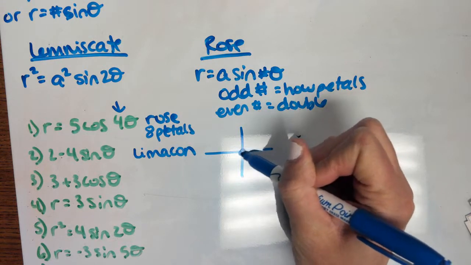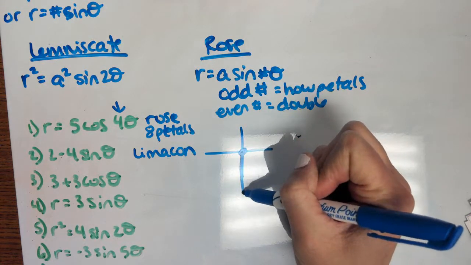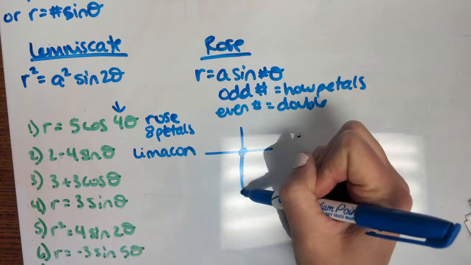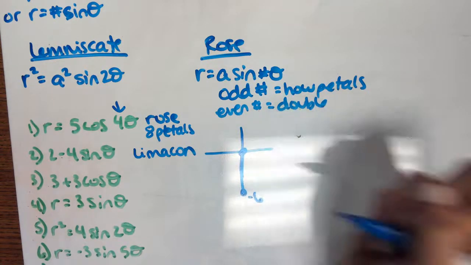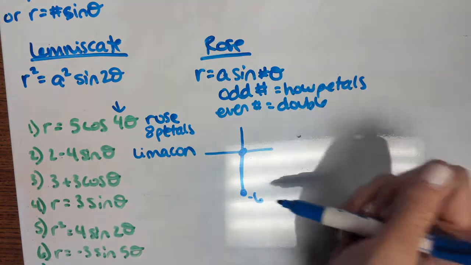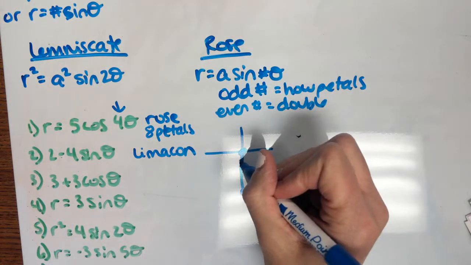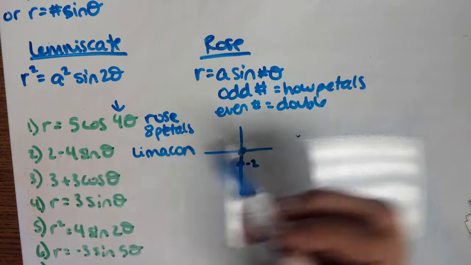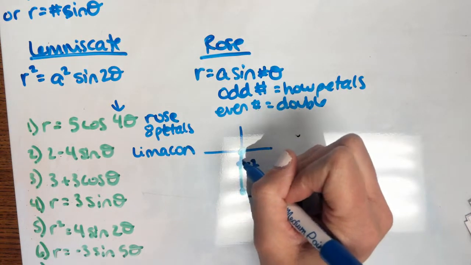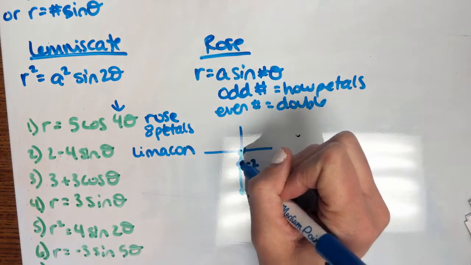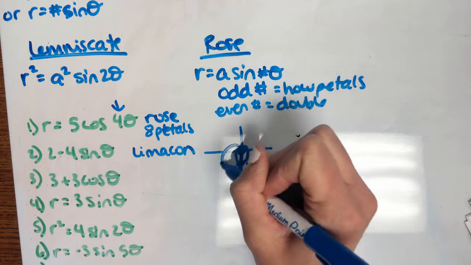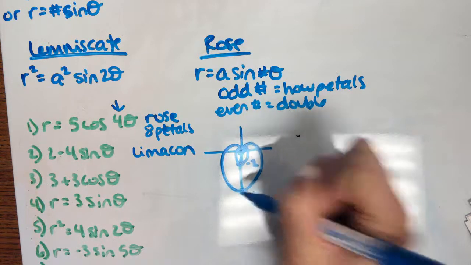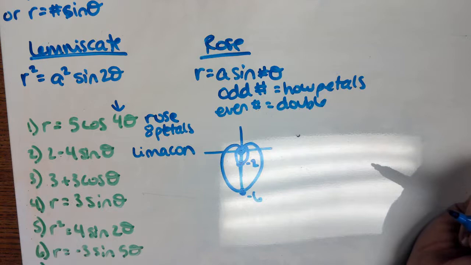So we start at the origin. My whole limacon is going to go down to -6, because 2 plus 4 is going to give me 6. The little loop at the top is going to go to -2, because the difference between 4 and 2 is 2. So then I usually start, oh geez, that's a bad limacon, but that's the general shape. It looks like a heart with a loop, or a lima bean.